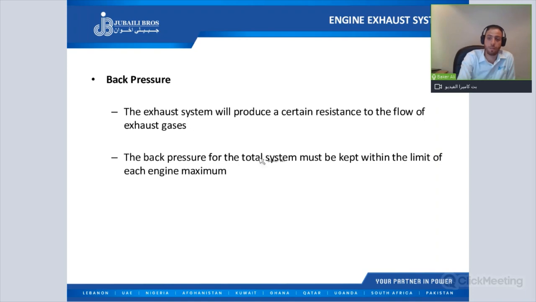And this back pressure must be within the limit of the engine maximum. So for every engine, there is a maximum back pressure allowed. If we open the data sheet provided by Perkins, we can see the maximum back pressure allowed for each engine. So our exhaust system back pressure should not exceed this number.